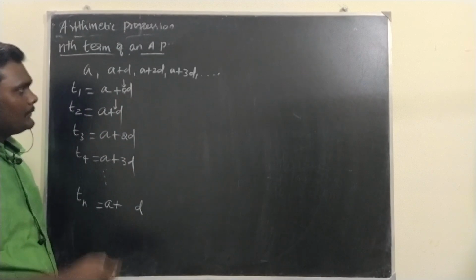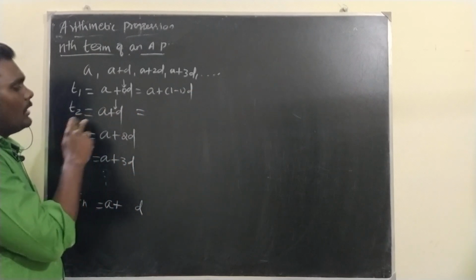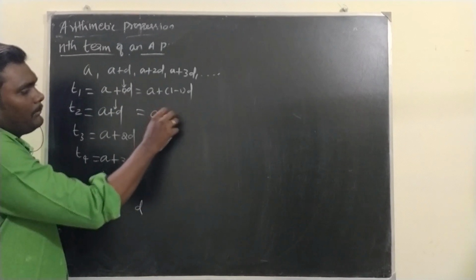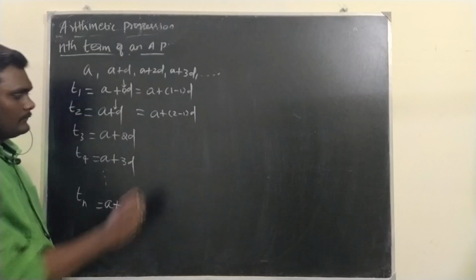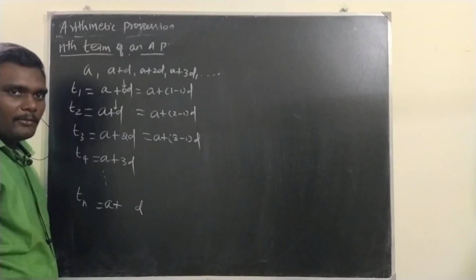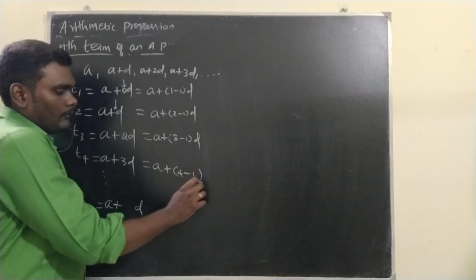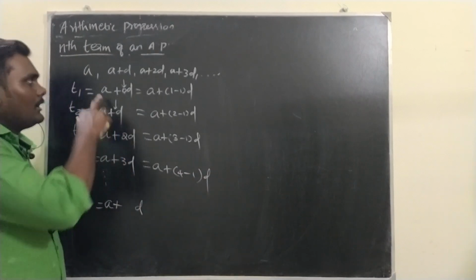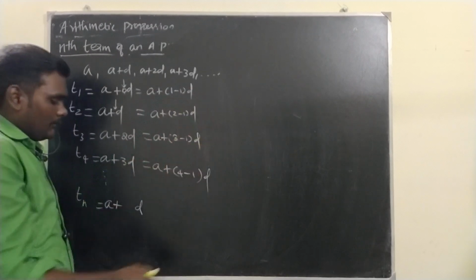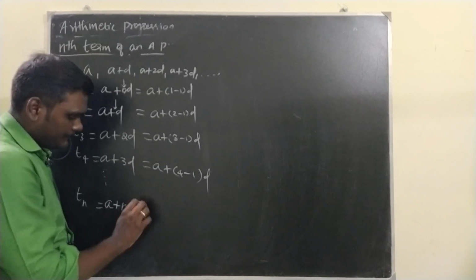1, how is it related with the 0? 1 minus 1 into D. 2, how is it related with 1? The same way 0 is related. A plus 2 minus 1 into D. Then here third term, A plus 3 minus 1 into D. Guess what next one? A plus... As per the pattern, whatever the term number is given here, less than 1, into D. A plus that number less 1. So then nth term means A plus n minus 1 into D.